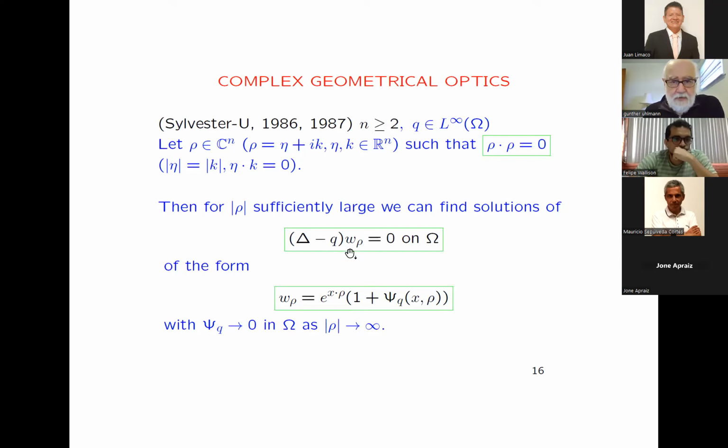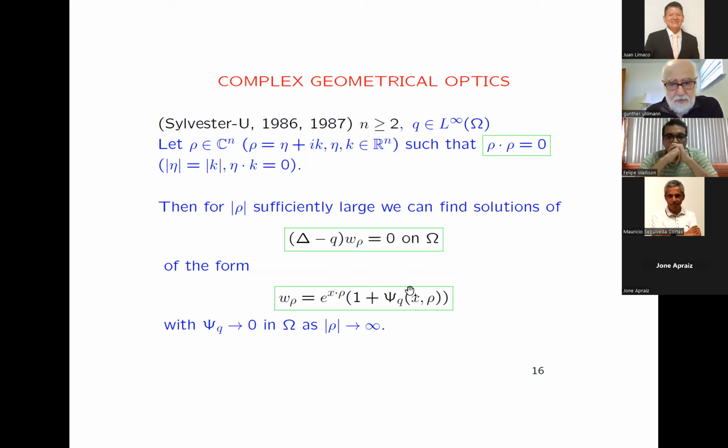These are called complex geometrical optics solutions. You take a complex vector, with a real and imaginary part, so that rho dot rho is equal to 0. That means that the length of the real part is equal to the length of the imaginary part, and they are perpendicular to each other. And for rho sufficiently large, there are solutions of the equation that behave like these exponentials. These are the exponentials considered by Calderón. In fact, Calderón looked at the linearized problem at conductivity 1, or constant, and this is the Laplacian. The Laplacian of these exponentials is 0 because rho dot rho is equal to 0. So this says that there are solutions of the Schrödinger equation that behave like these exponentials for large complex frequency.